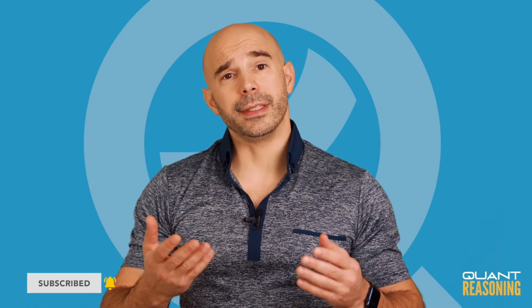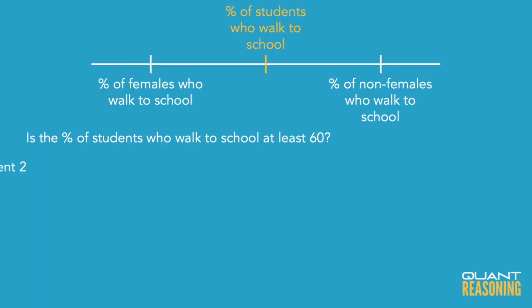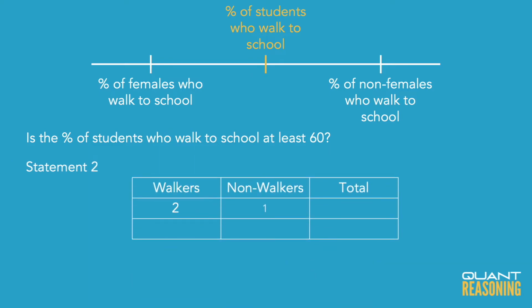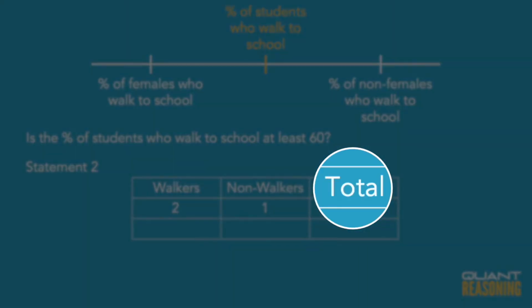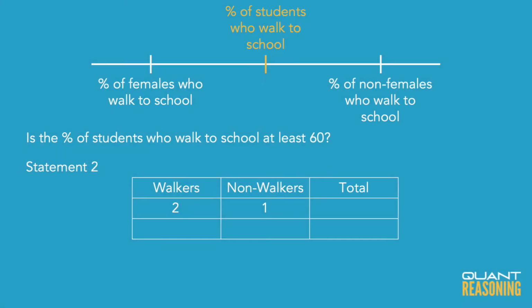The second statement gives us a ratio of 2 to 1 for students who walk to school to students who don't walk to school. And as you probably know by now, I like to add an inference column when I'm given a ratio. In this case, the inference would probably be for the total students. So I have walkers to non-walkers to total is 2 to 1 to 3.